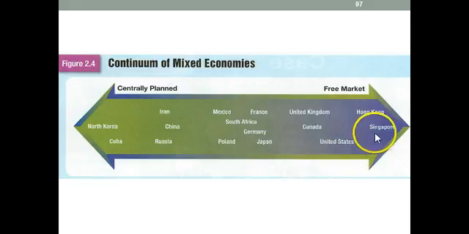So we're very much leaning towards free market. Canada's a little bit more to the left. Then if you look, Iran, China, and Russia are more to the left. So you can kind of get a sense of where the world's major economies are on this continuum. But these are all examples of slightly mixed economies. So just to give you an idea.